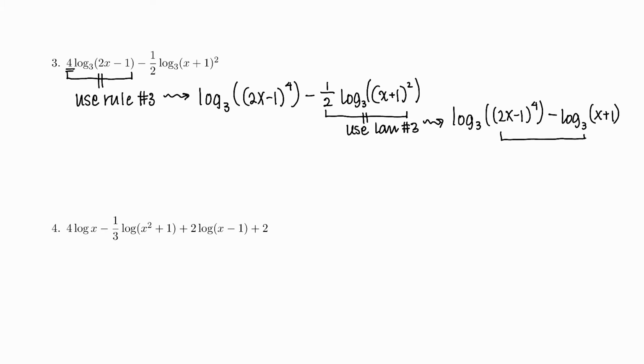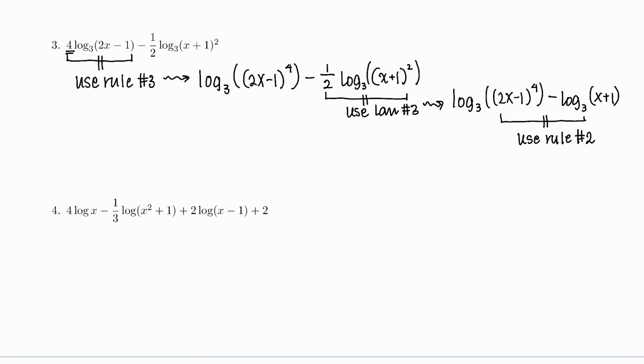And then on this, I'm going to use rule 2. And when I use rule 2, I get log base 3 of everything in the first logarithm, so 2x minus 1 to the 4th, divided by everything in the second logarithm, which is x plus 1. And this is the condensed version of what was written above.